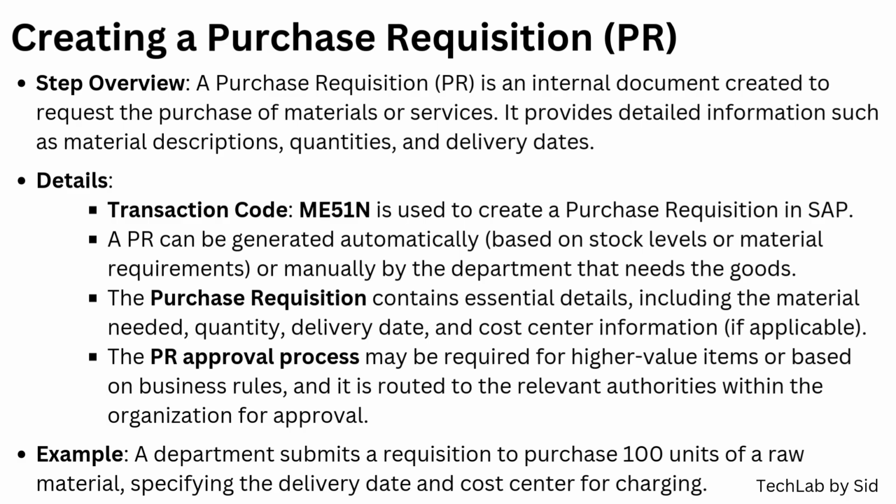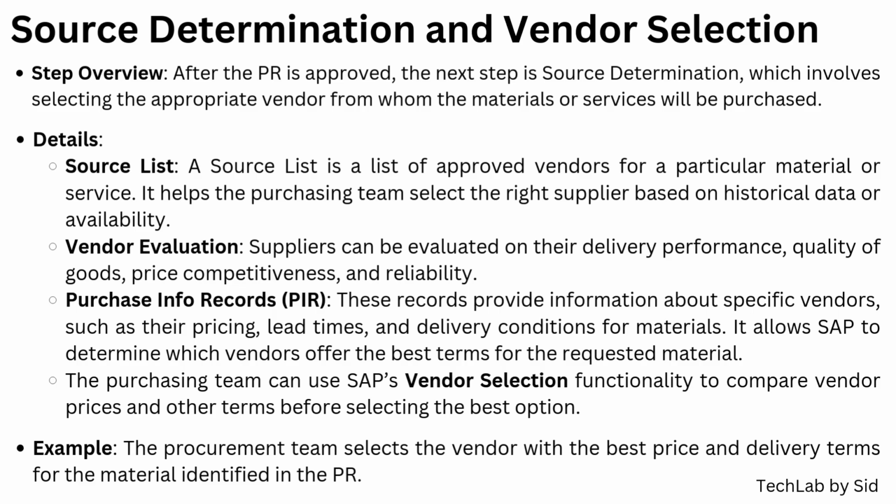For higher value items, a formal approval process may be needed before proceeding. Example, a department may create a PR to purchase 100 units of raw material, specifying the delivery date and cost center. Once the PR is approved, the next step is source determination, where the procurement team selects the best vendor.